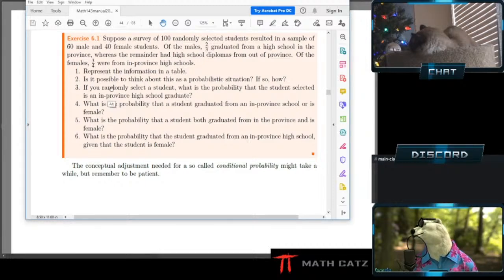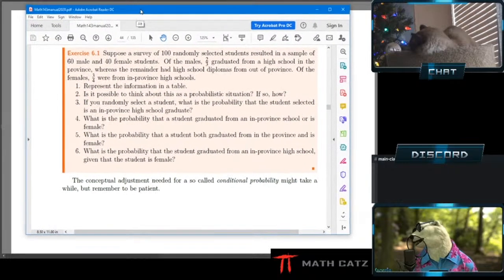Of the males, 2/3 graduated from a high school in the province, whereas the remainder had high school diplomas from out of the province. Of the females, 3/4 were from in-province high schools. First question, can I represent this information in a better way? Just in a more clear, structured way here. A table, maybe a table.